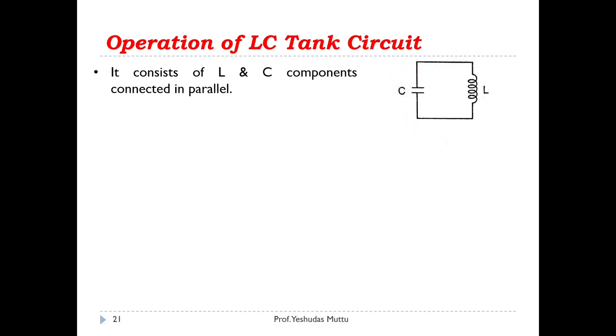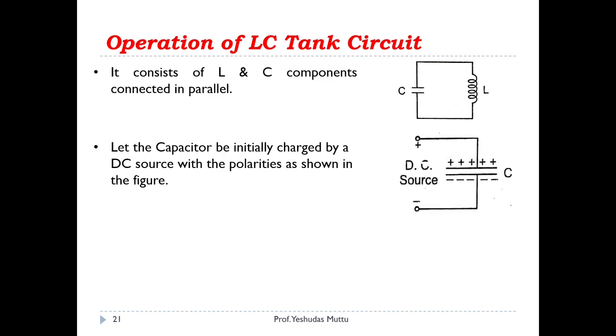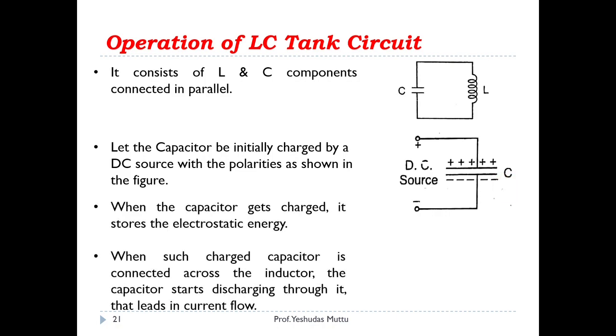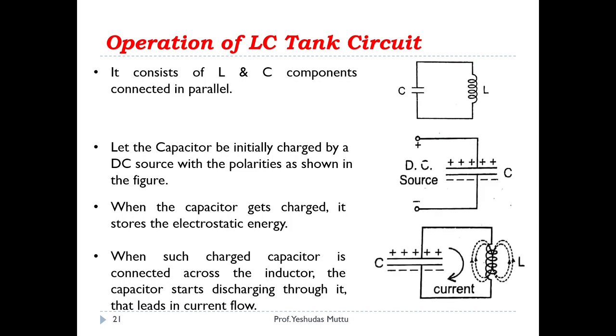Okay, to understand the working, let us consider that the capacitor is connected to a DC source and it has initially got charged, in this manner, wherein there is all positive and all negative over here. Now, since this capacitor is initially charged, I will connect an inductor in parallel to this particular capacitor. Okay, and the capacitor is fully charged. So what it will do now? It will discharge via this inductor.